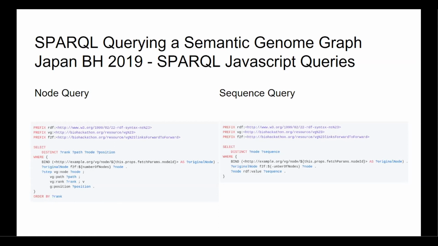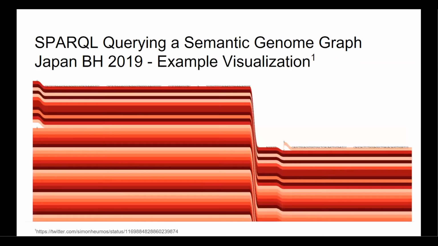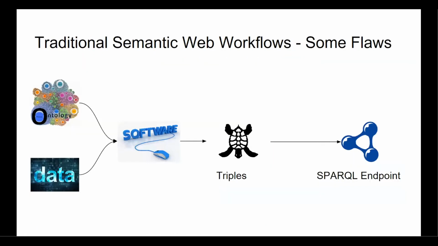On the right-hand side, you can see the corresponding sequence query. Again, we start from a certain node ID and then collect all the sequences, for the number of nodes we want to have. Here you can see now an example visualization of a query result. We call that Matrix Tube Map, which can be seen as a precursor of our Pantograph parser concept. Now let's take a step back and take a look at the traditional semantic web workflows again.